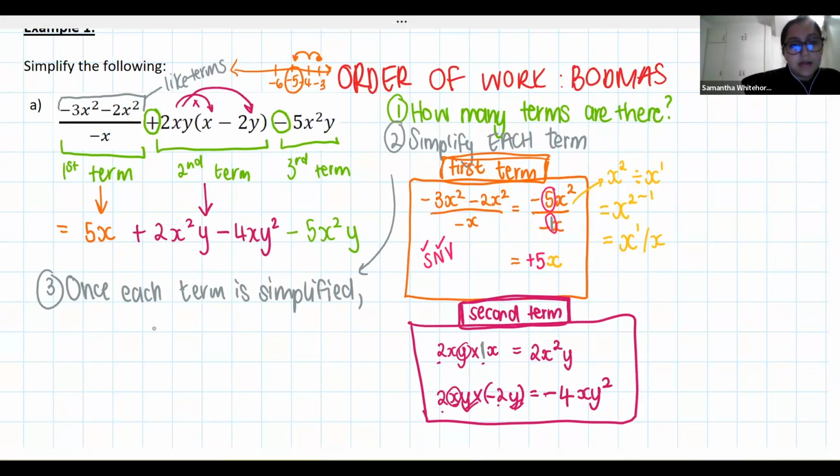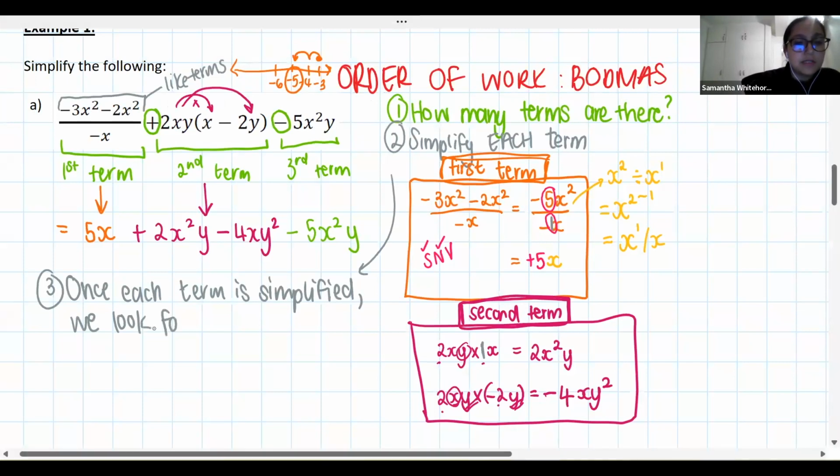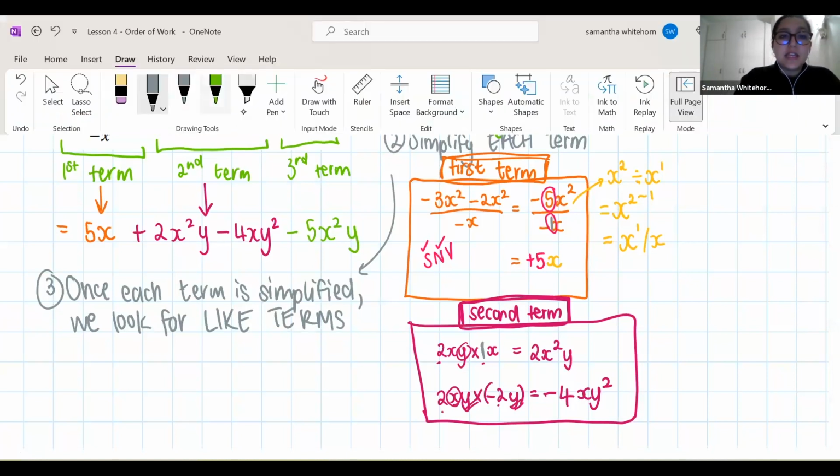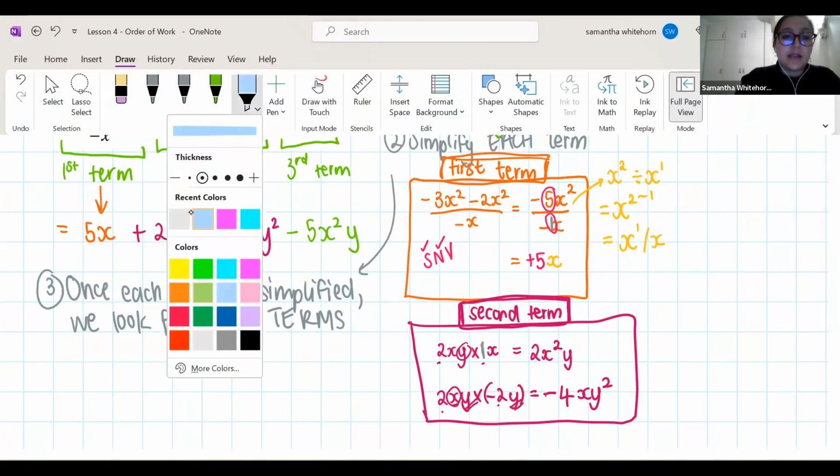Now remember guys, like terms are terms that have the same variables and the same exponents. They have to have both. So when identifying your like terms, remember that x and x squared are not like terms because one is being squared, one is just x. So once all our simplification of our terms is done, we can look for like terms.